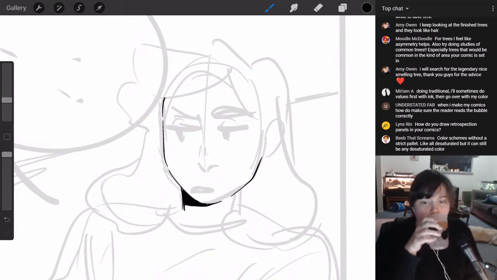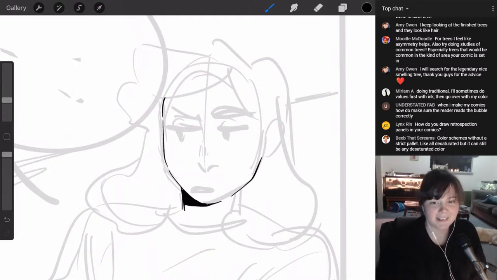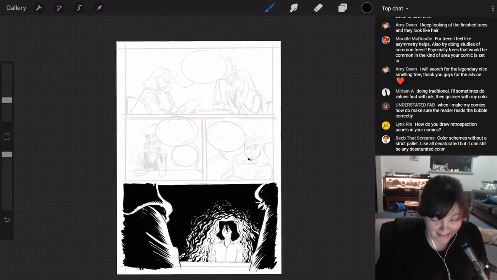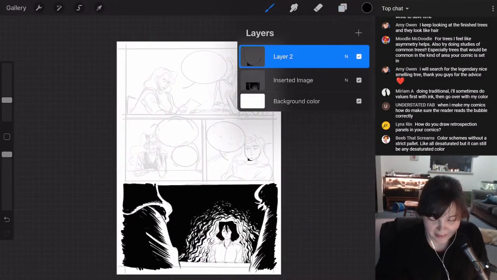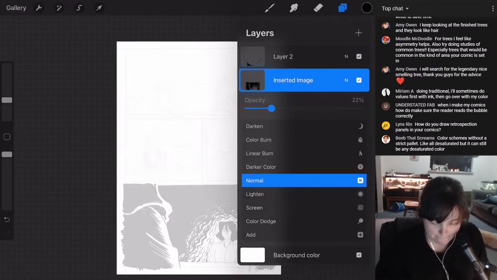When I'm making comics, how do I make sure the reader reads the bubble correctly? Oh, heck. Okay, that's really important. Let me show you. I will show you, my friends. Learn the way of the bubble.